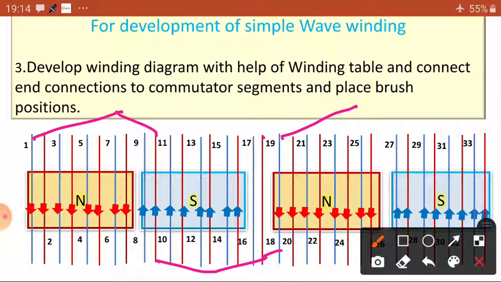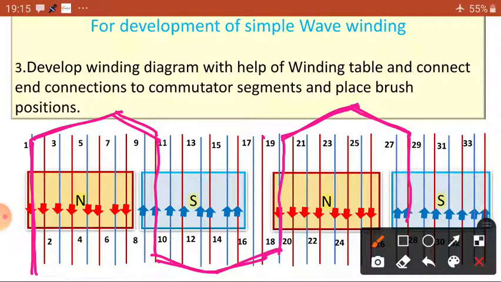So where is the 28? This is 29, this is the 28th. Okay, so this is one wave. So 1 is connected to 10th, and 10th is connected to 19th, and 19th connected to here, the 29th, this one. And this 29th is connected to where? So the 28th is connected to the third conductor.